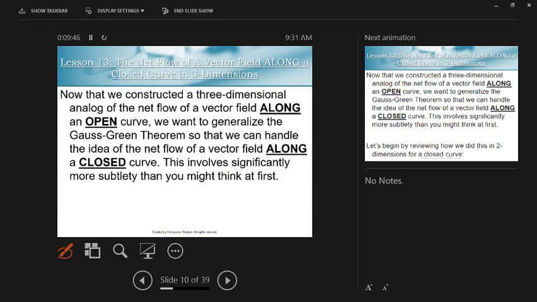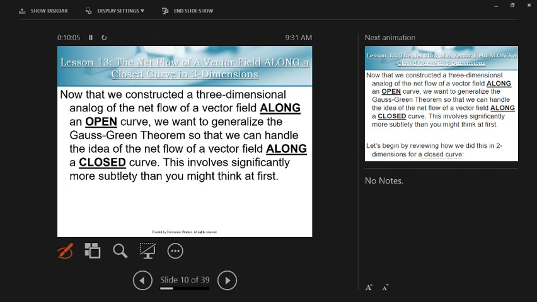Now we should probably talk about a closed curve, but a closed curve is more subtle. The words clockwise and counterclockwise are a little bit harder to define in three-dimensional space. And there's a couple other little features of closed curves that we have to be careful with in three-dimensional space.